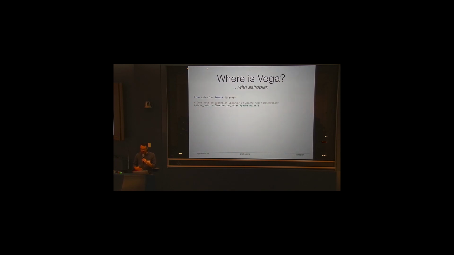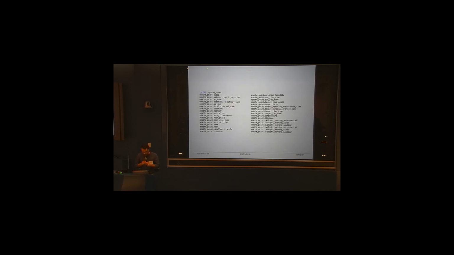And so with AstroPlan, that same problem would be solved by creating an observer object, and creating a target object, which can be queried from Simbad, and then asking where that target is at a given time. There are also a ton of other methods on your observer object which are useful. For example, if you're observing across many time zones, it's useful to say, is my target up right now? Or did the sun set in Australia?